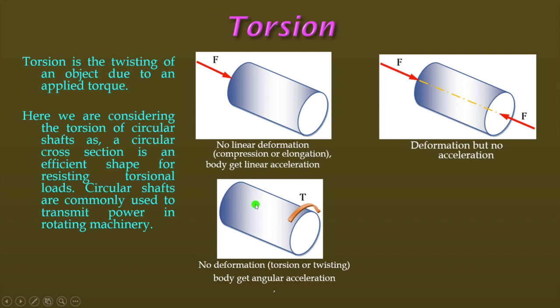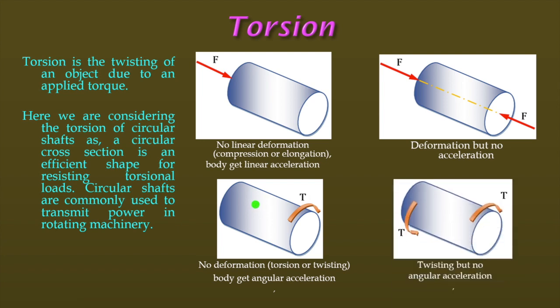But if torque is present, it does not mean that the body will be subjected to torsion. If the rigid body, say this circular shaft, is free to rotate under the action of this torque, then this rigid body will not be subjected to any torsion. On the other hand, if equal and opposite torque is working, a twist, an angular twist, will be observed there. Then only does torsion exist.